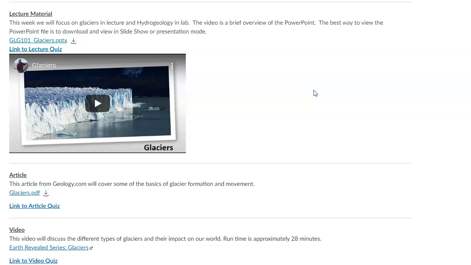And so there's two types of glaciers that we'll discuss. Ones that are called alpine glaciers. These are ones that are kind of isolated in mountain ranges. And then the other called ice sheets. These are big, expansive deposits of ice that cover large areas like Greenland and Antarctica and things like that. And so you're going to go through the PowerPoint here for the lecture quiz.